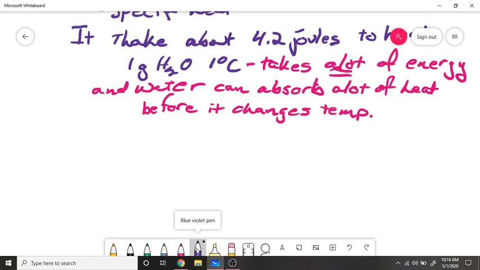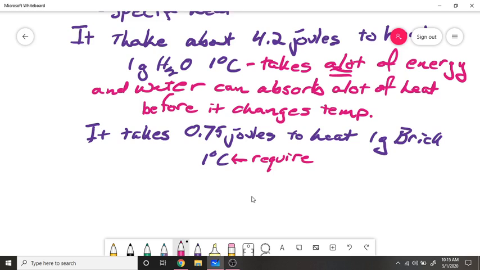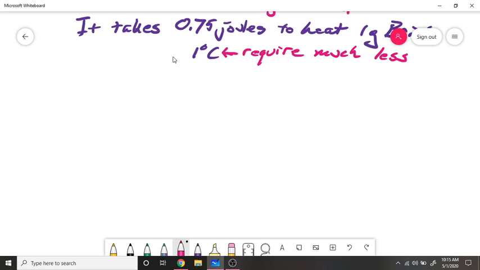For comparison, it only takes about 4.75 joules to heat 1 gram of a brick 1 degree Celsius. So not a whole lot of energy here. So bricks, the red bricks, require much less. So it takes a lot of energy to heat up our water.